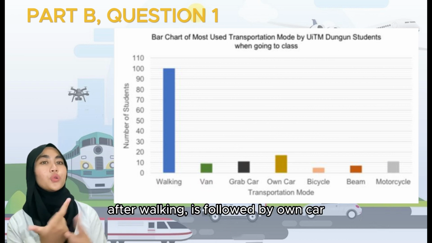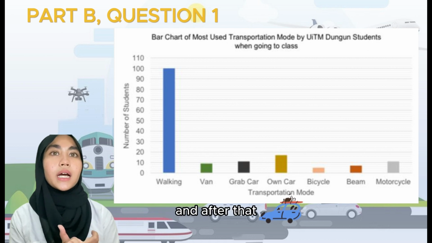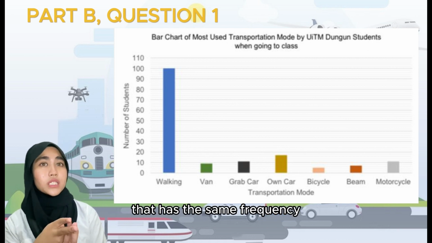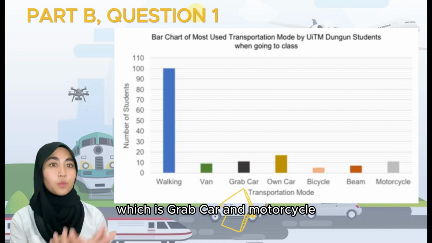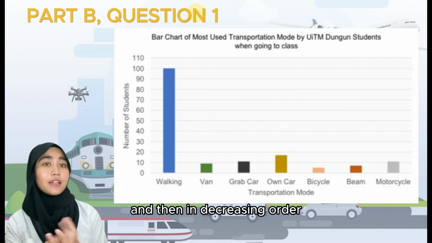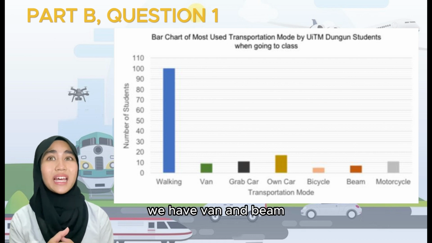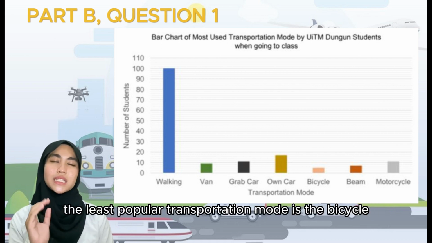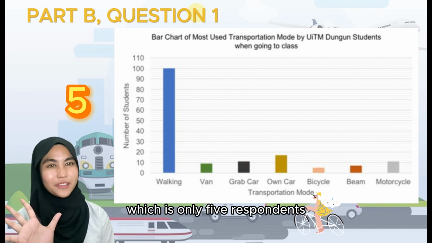Walking is followed by own car, and after that, there are 2 transportation modes that have the same frequency, which are Grab car and motorcycle, at 11. Then in decreasing order we have van and beam. The least popular transportation mode is the bicycle, with only 5 respondents.